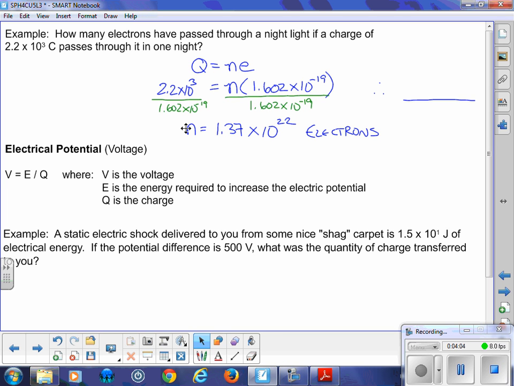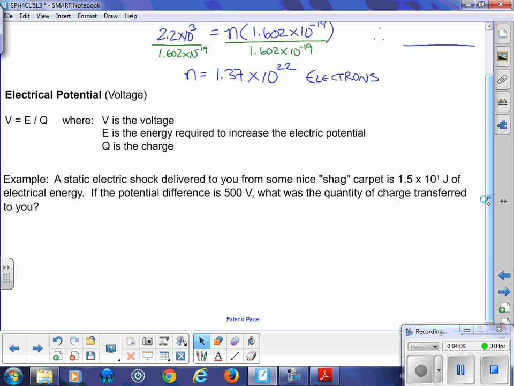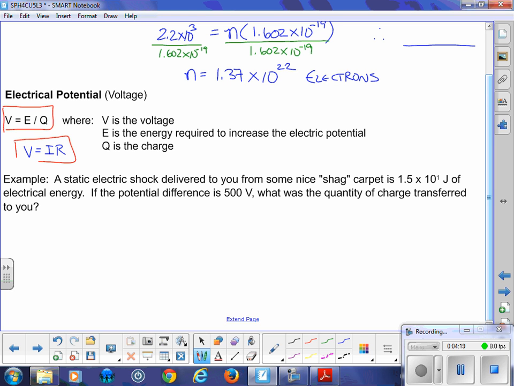All right. Electric potential or voltage, another formula. We talked about it earlier, and you have this on your sheet. V equals IR. We still haven't used it. That is one equation that will determine your voltage. Here is the other one. Voltage is your energy, the energy required to increase potential, so energy divided by the charge. It's just another formula out there. So when you do your cheat sheet, make sure you group everything together. So voltage is equal to E over Q, which is equal to I over R.